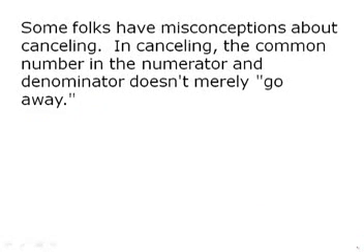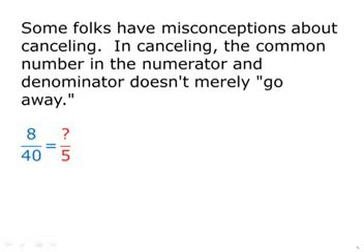And canceling the common number in the numerator and denominator does not merely, quote, go away. A lot of people have this sloppy way of talking about it. The 6's go away. That's not a very healthy way to think about this. It leads to mistakes. For example, suppose we had 8 over 40.